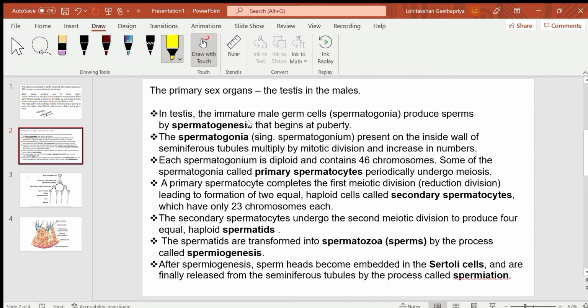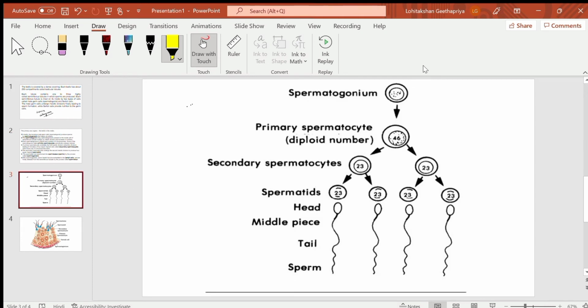Mitotic division means, as we have all learned, that when any cell undergoes mitotic division, it will increase in number, but its chromosome number will remain the same. It will not get reduced to half, right? It is also known as an equational division, meaning the number of chromosomes in each cell after mitotic division also remains the same. In the same way, the spermatogonia, which are immature, are present on the inner wall of the seminiferous tubules. They undergo mitotic division in this way, and they become primary spermatocytes.